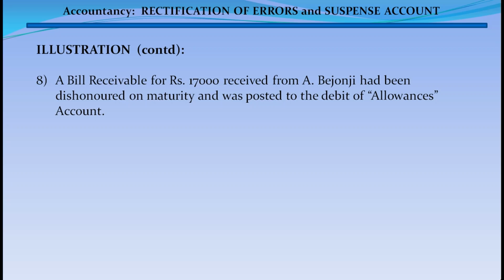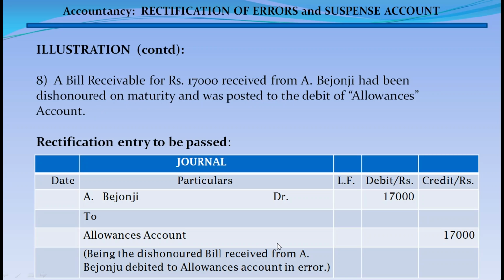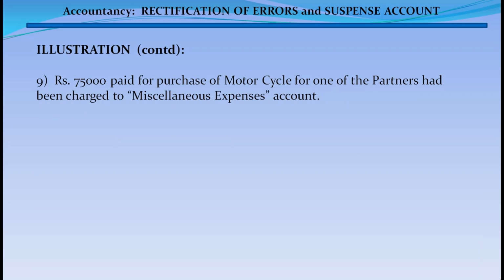Bejonji has been dishonored on maturity and was posted to the debit of allowances account. Rectification entry to be passed. A. Bejonji's account debtor 17,000 to allowances account 17,000 credit. Narration, being the dishonored bill received from A. Bejonji debited to allowances account in error.